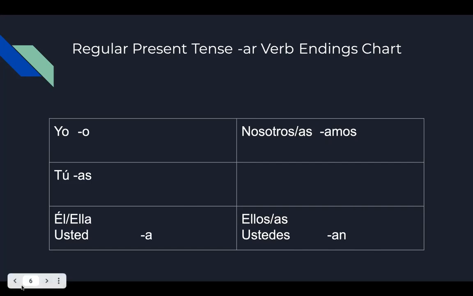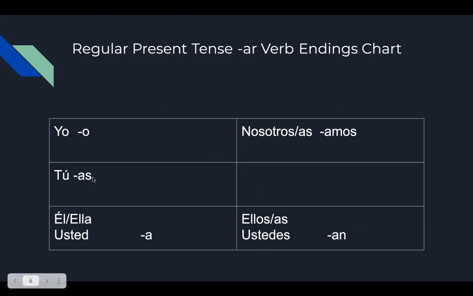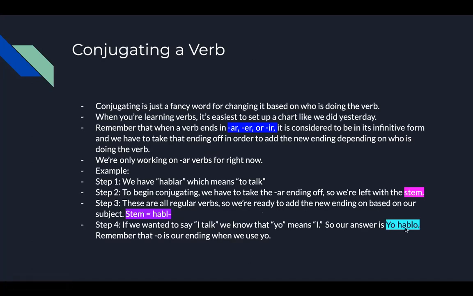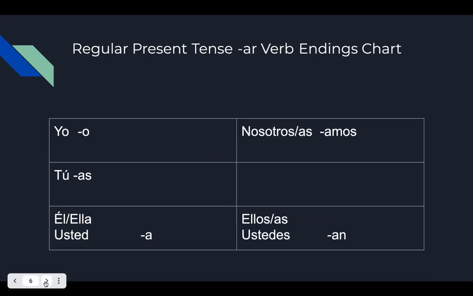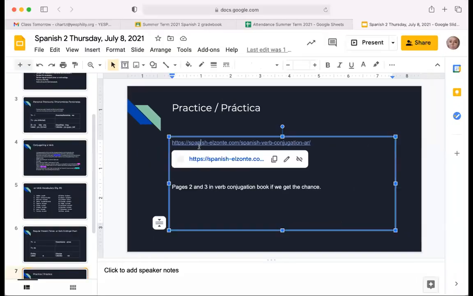Okay, so you can see that's what we did with this. We took the HABL stem and we went to yo. Oh, you add an O. So it's yo hablo. And then I practiced with this too. So I figured we could go through this.